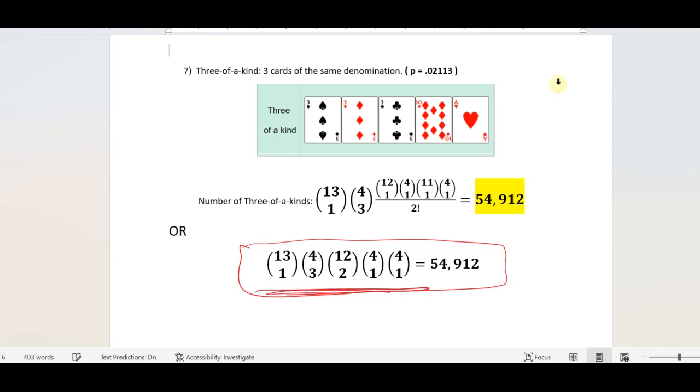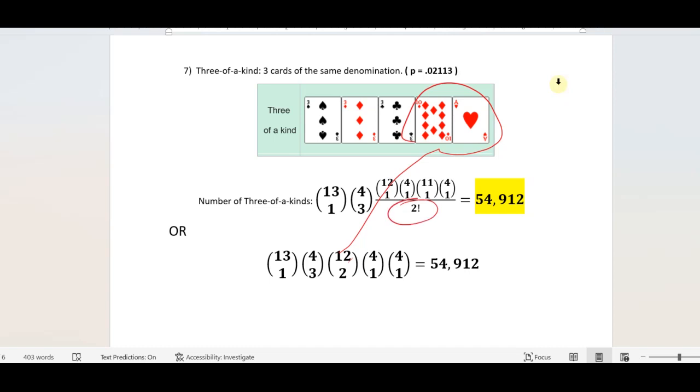With this methodology, I have 13 choose 1 way to select the first denomination, 4 choose 3 to make the selection of those from a suit, from a selected suit, because there are 4 suits. And then the last 2, we can say, well, there are 12 choose 2 ways to choose the last 2 cards, and 12 choose 2 actually accounts for the order. Order doesn't matter with combinations, remember that. So if I go the 12 choose 2 route, then I automatically am dividing by 2 factorial here. That's built into this formula. You see that?